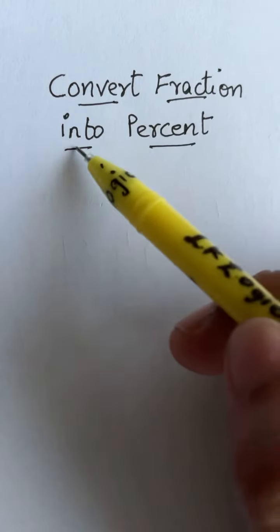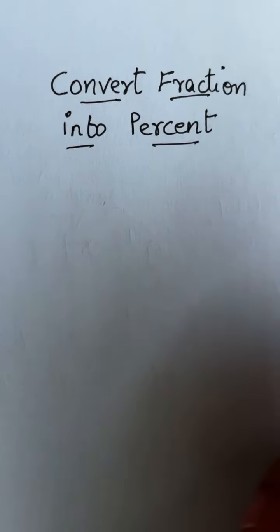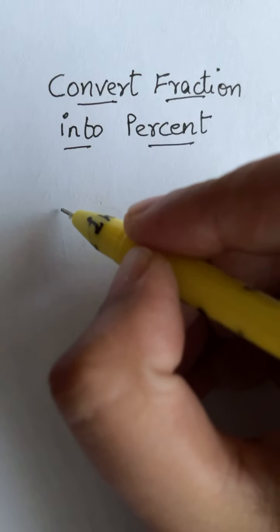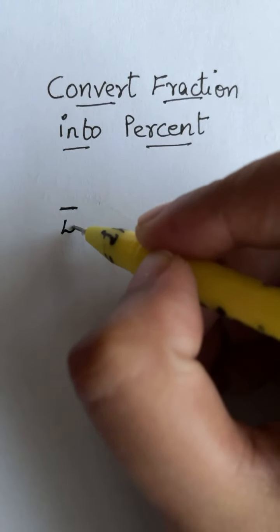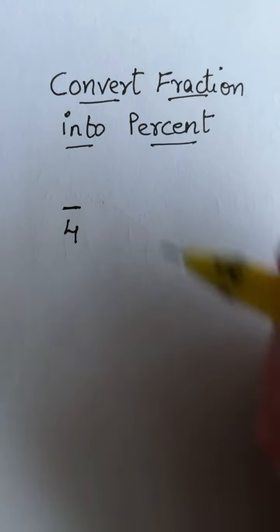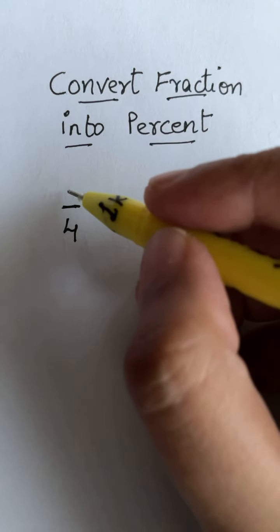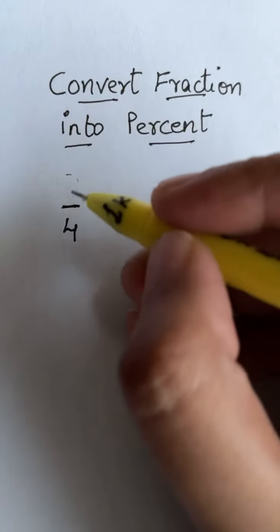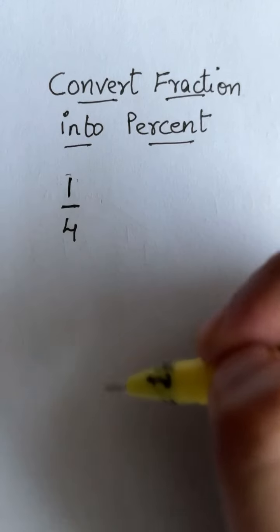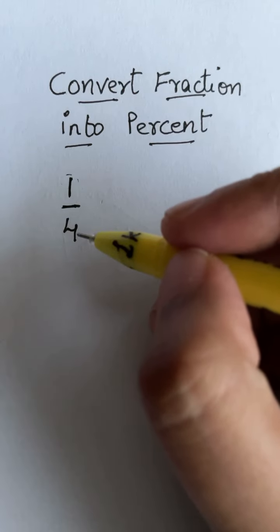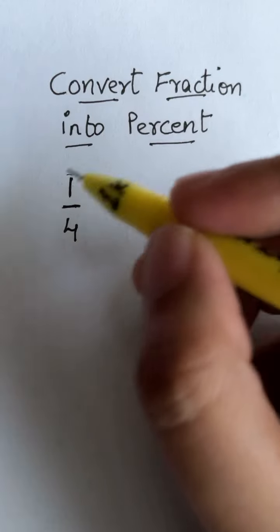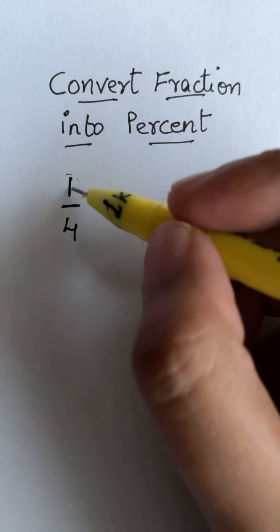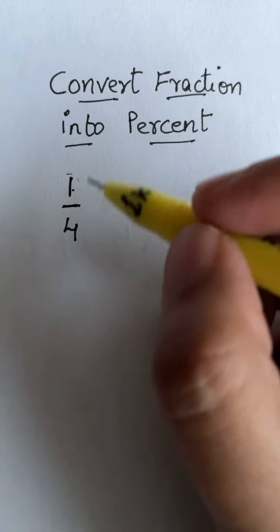Convert fraction into percent. For example, I have a fraction. A fraction is a part of a whole. That means the total parts are written in the denominator. Suppose I have 4 total parts and a part of that is selected. Whatever is the shaded part or the selected part comes in the numerator. That's one part out of 4 parts. That means the fraction is a part of a whole. One part out of 4 parts, that's a fraction.